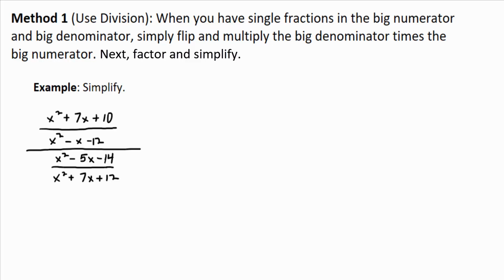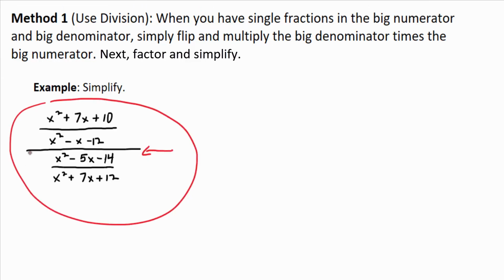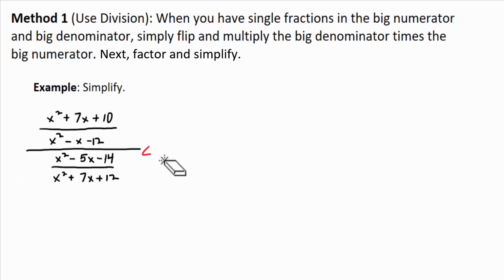Method one, we're going to use division. So when you have single fractions, I'm talking about little fractions. I distinguish the little fractions. So look at this example down here. You've got one big fraction defined by the big division bar, right? The numerator itself is a fraction, so I call that a little fraction. The denominator itself is a fraction, so I call that a little fraction. There's usually one big fraction, and then you could have multiple little fractions within that big fraction.